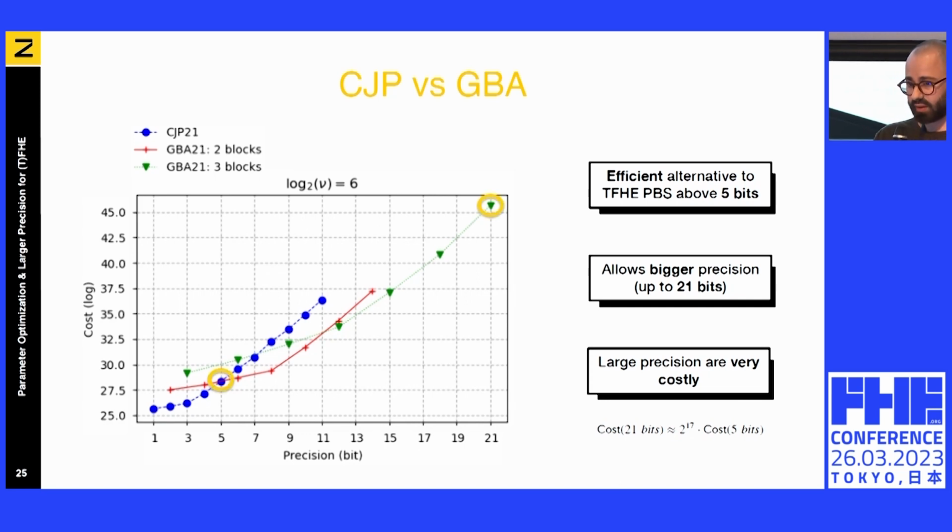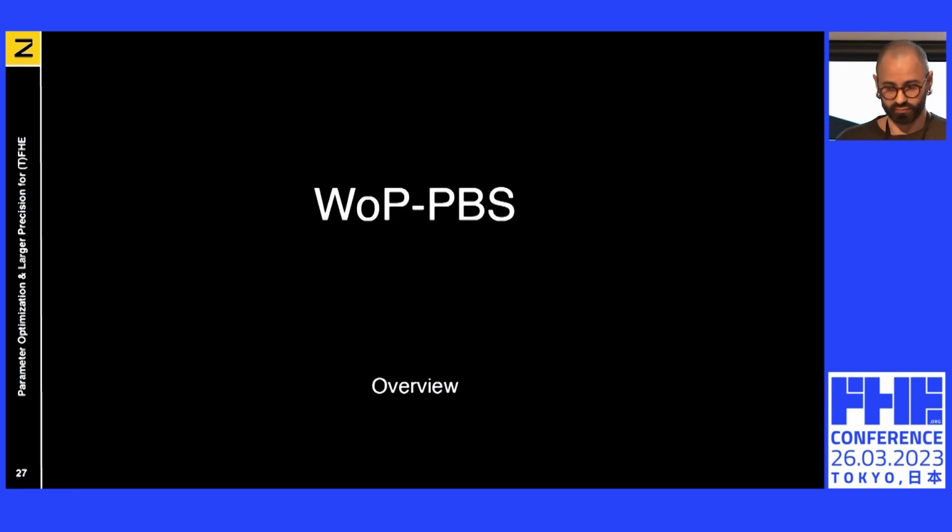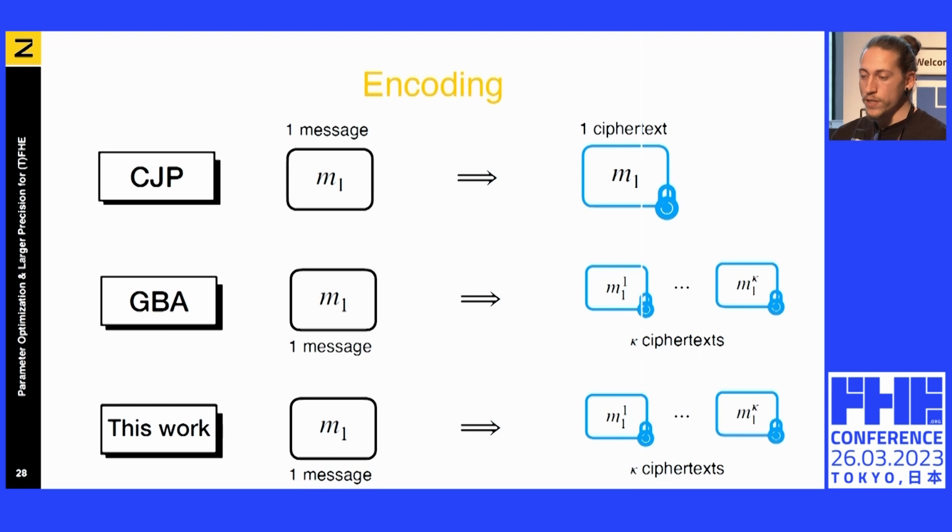Okay, so as an example, for a precision of 21 bits, we can see that the cost with a GBA 3 block is going to be the cost of a precision 5 times 2 to the power of 17, which is huge. And so what we would like to have is another option here in this area. And so we came up with a new algorithm to evaluate the lookup table, combining known building blocks in the literature.